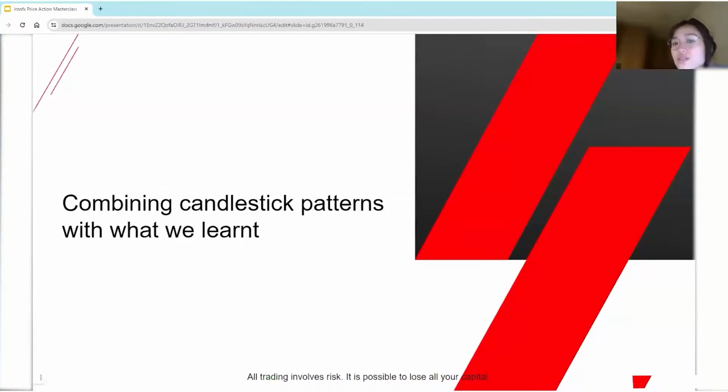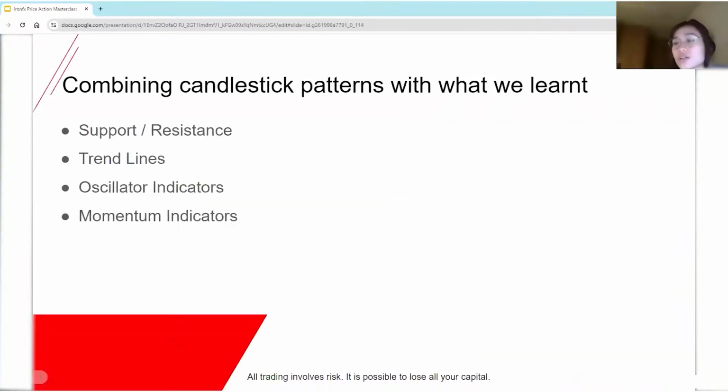Okay, so now let's look at combining candlestick patterns with what we already know. We're going to start off with support and resistance, followed by our trend lines, oscillator indicators, and momentum indicators. Okay, let's get started. Again, if you guys have any other questions, feel free to let me know in the chat.